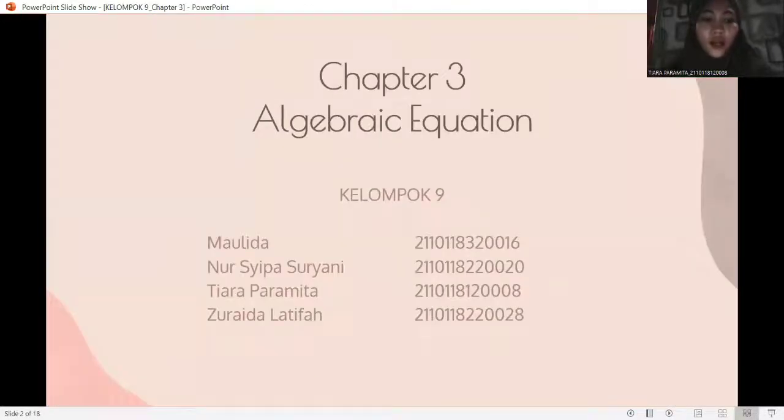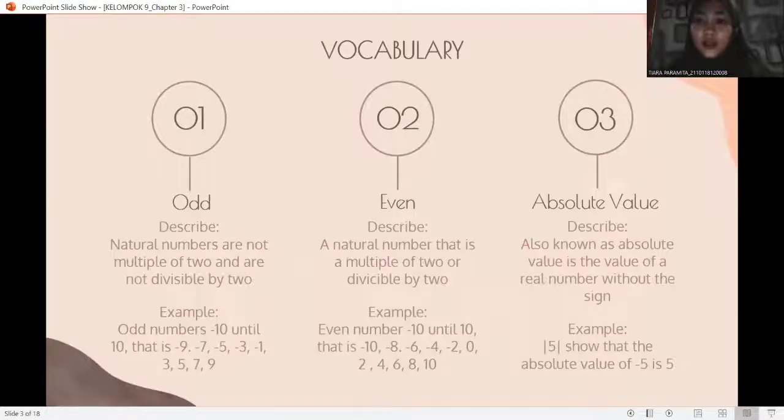Well, on this occasion, I will return to discuss the topic discussed at last week's meeting, namely Chapter 3, Algebraic Equation. Okay, the material of discourse 1 is vocabulary.